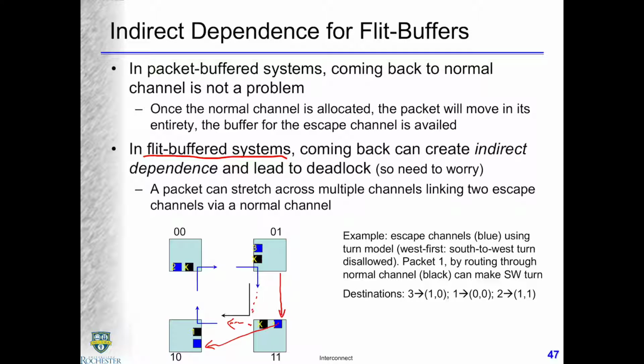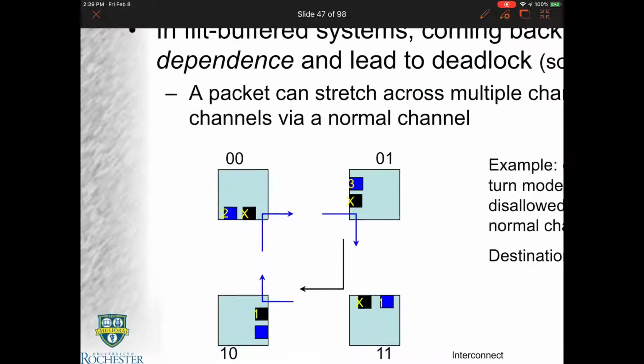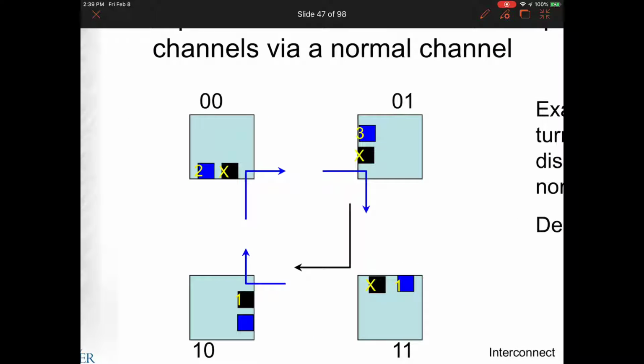But let's say everybody is in the escape channel. All the numbered packets are in the escape channel. I don't know why there is a misalignment. So if you can see, maybe we can zoom this in a little bit. Okay, 2 is here, 3 is here, and 1 is straddling 2 channels. Its head is already in the black regular channel over here, and its tail is here. And because it's doing a left turn, this is because it's no longer using the escape channel, so it's allowed to make a turn.